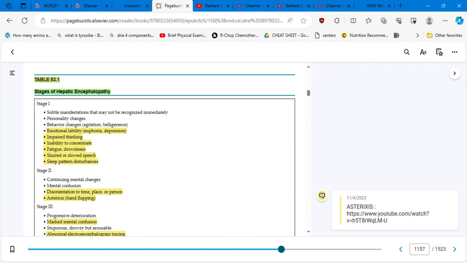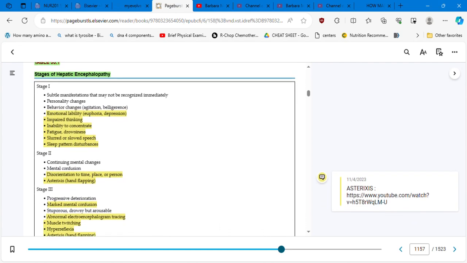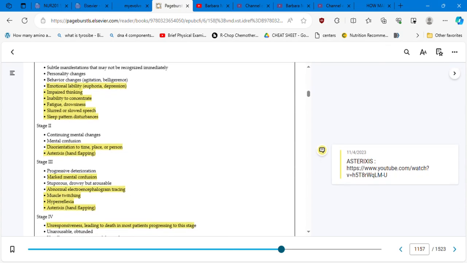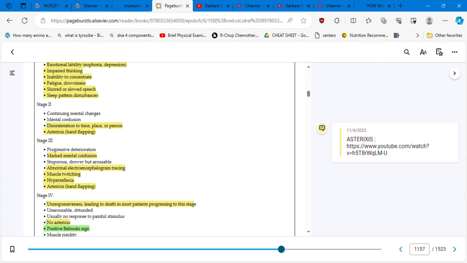So we have here in table 53.1 the stages of hepatic encephalopathy. In stage 1, there is emotional lability, impaired thinking, inability to concentrate, fatigue, drowsiness, slow speech, sleep pattern disturbances. So I want you to notice that from the very beginning of cirrhosis, stage 1, these signs and symptoms are already significant. Stage 2, disorientation to time, place, or person, asterixis, which is the hand flapping.